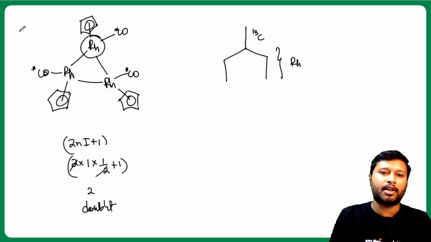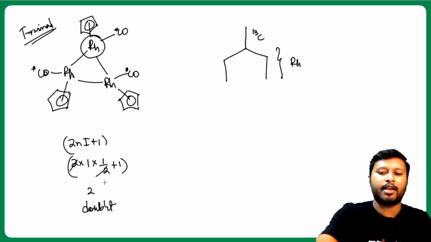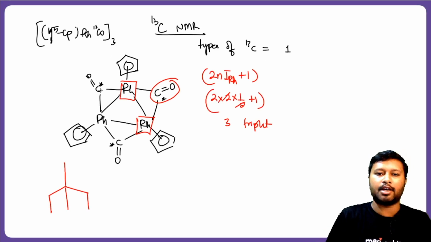So in case of terminal carbonyl we get a doublet as the peak, whereas in case of bridging carbonyl we get a triplet as the peak. This is how NMR helps you find out different types of isomers in inorganic NMR spectroscopy. Let me take a few more examples to give you more applications of it.